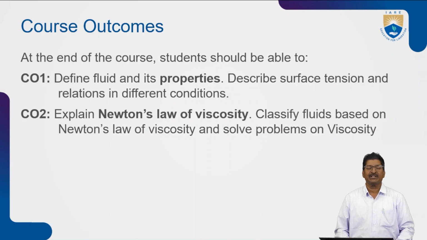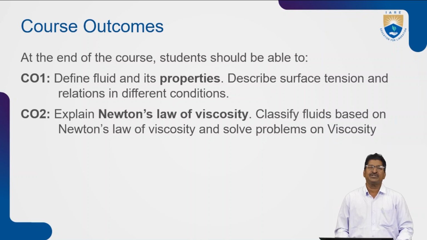So course outcome one is the definition of fluids and their properties. So the properties of fluids and the definition of fluid will be known by the student. That is the course outcome one. Whereas the course outcome two is the classification of fluids based on Newton's law of viscosity.